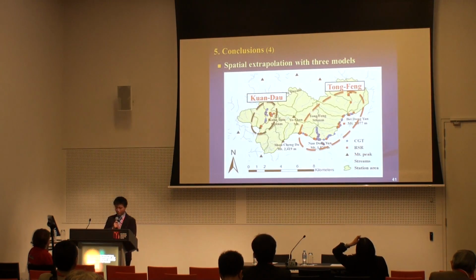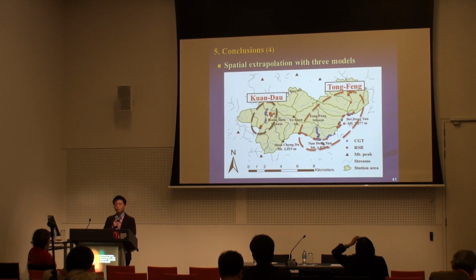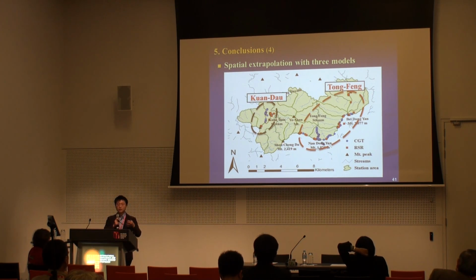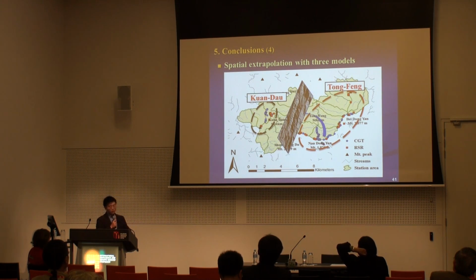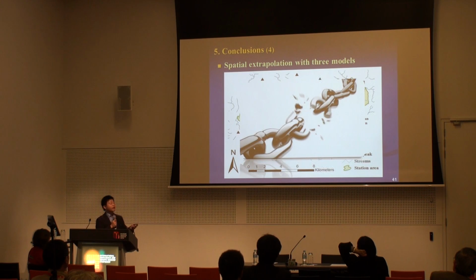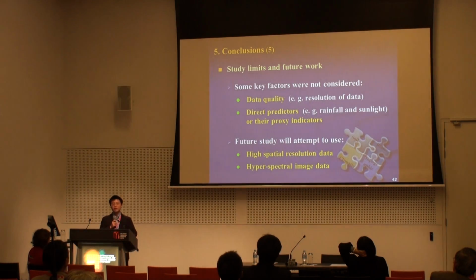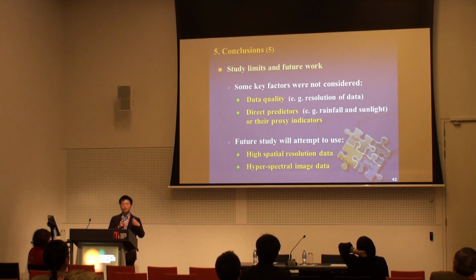And moreover, if the model is based only on topographic variables, it can only be applied within a limited geography without significant error. But if we try to over-predict other places, it causes misprediction and cannot predict very well. And finally, the study still lacks some key factors not considered.